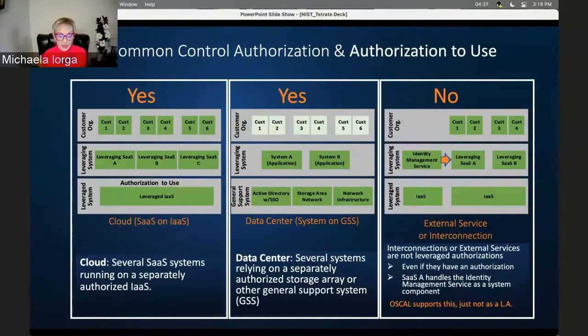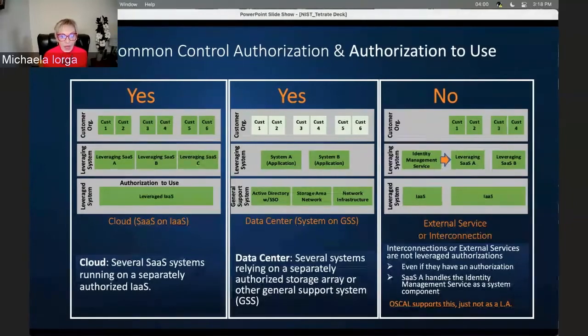The customer authorization to use is a statement or a customer acceptance of risk for the system, service, or application being used with respect to the customer's information. So we are faced often with such situations when deploying and authorizing to operate a SaaS system running on a separately authorized infrastructure as a system environment. The SaaS system, while it inherits controls from the infrastructure service that has a previously issued authorization to operate, will have to be able to use that to issue an authorization to use.